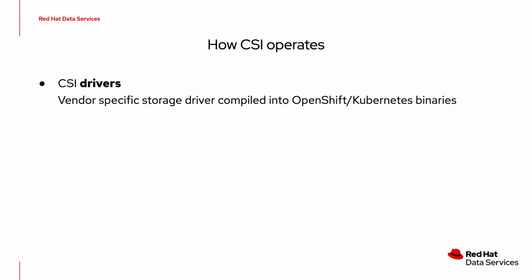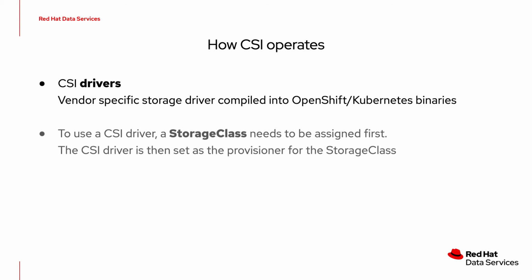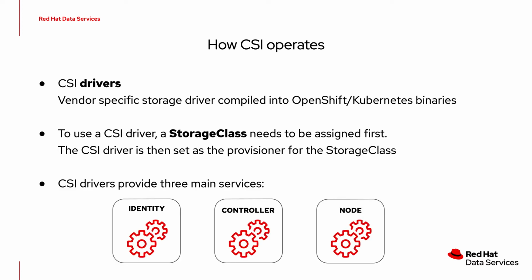CSI drivers. Well, what's a CSI driver? That's actually a vendor-specific storage driver, which is compiled into OpenShift Kubernetes binaries. And to use that CSI driver, you need to have a storage class. The storage class needs to be assigned first. The CSI driver is then set as the provisioner for that storage class. And CSI drivers provide three main services. Let's have a closer look at these services.